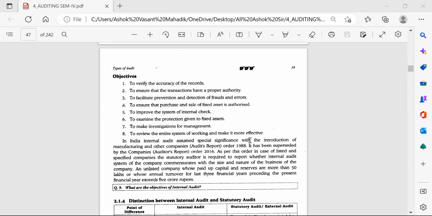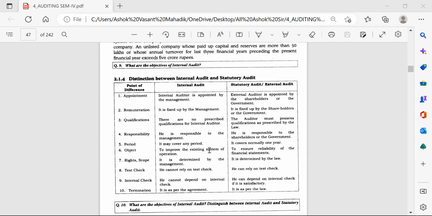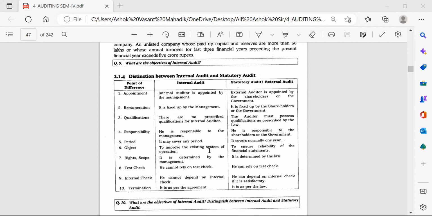Next, to make investigation for management. This is also part of the internal auditor's work, to review the entire system of working and make it more effective. So this way, the internal auditor is a very important part of the organization. He may not be there for the entire year, but may be appointed just before the final audit takes place. I'll just scroll down. You can take a screenshot of this internal audit and statutory audit or external audit.